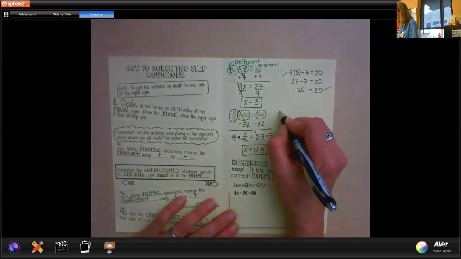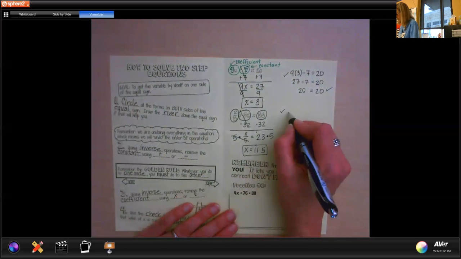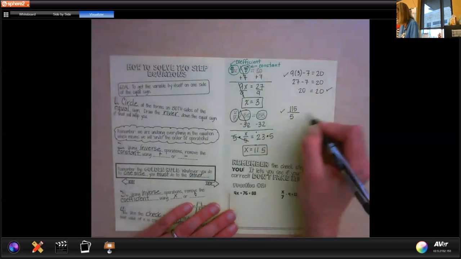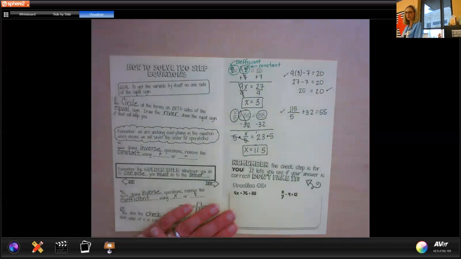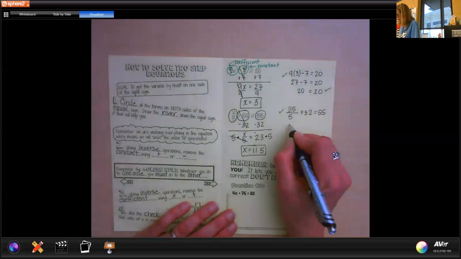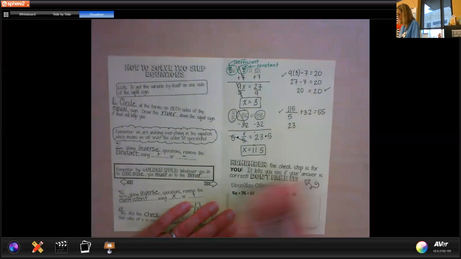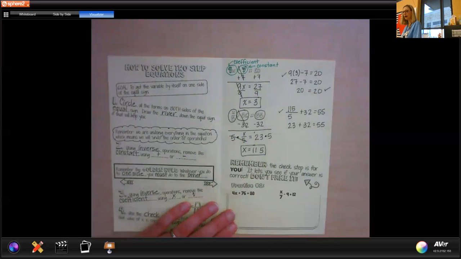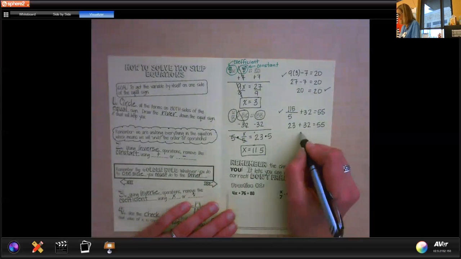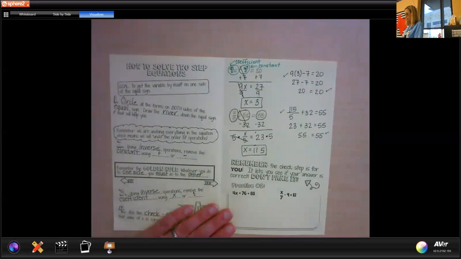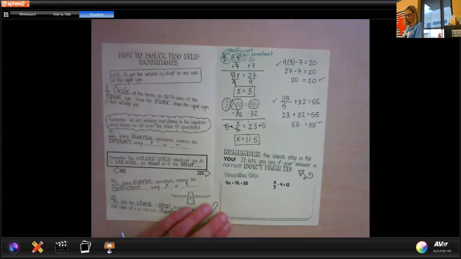And I'm going to check that. I'm going to go to my original equation and plug in for x. 115 divided by 5 plus 32 equals 55. And I want to make sure that that actually is true. 115 divided by 5 is 23. Plus 32 equals 55. 23 plus 32 is 55, and 55 does equal 55. Therefore, 115 is the correct solution.